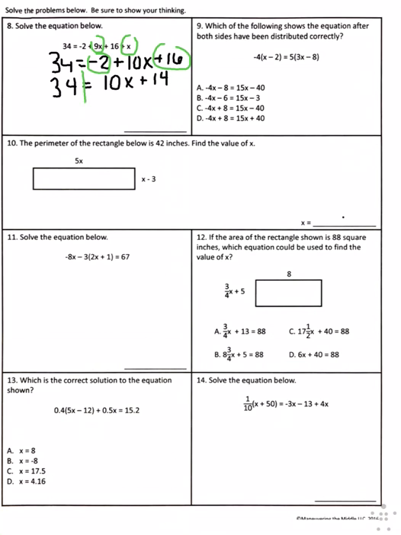I continue combining like terms by doing the opposite. I do a minus 14. 34 minus 14 is going to give us 20. And our last step is to divide. 20 divided by 10 is 2. X equals 2.